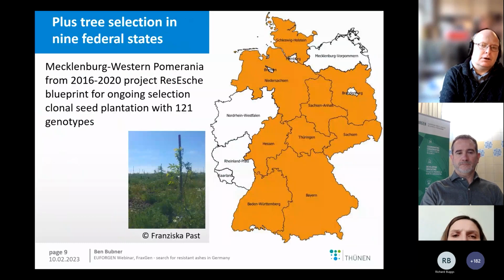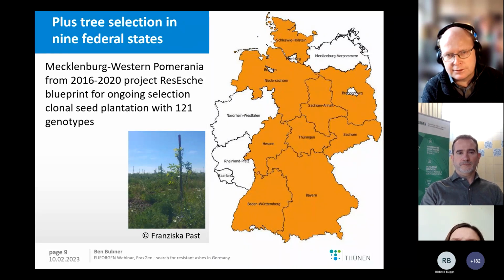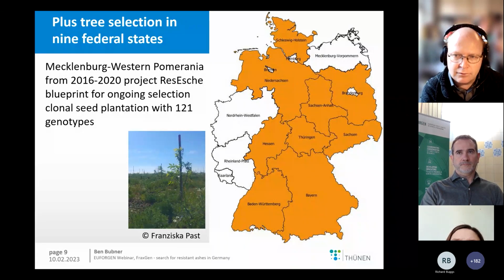The plus tree selection goes on in 9 federal states. In Mecklenburg-Western Pomerania, the selection program is already finished. It was from 2016 to 2020. The approach there is also the blueprint for the ongoing selection program on adult trees. And we already have here a clonal seed plantation with 121 genotypes. And the white spots in the western parts of Germany are just because nobody from there applied for the joint project.